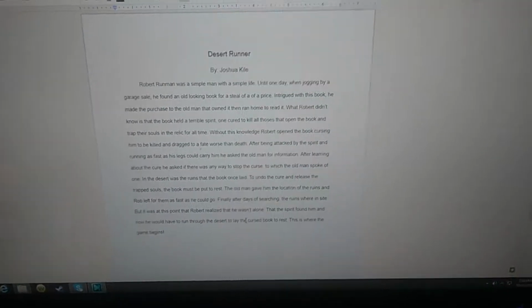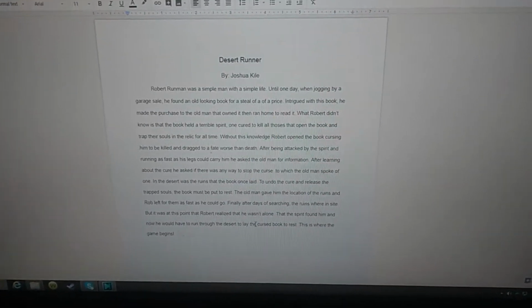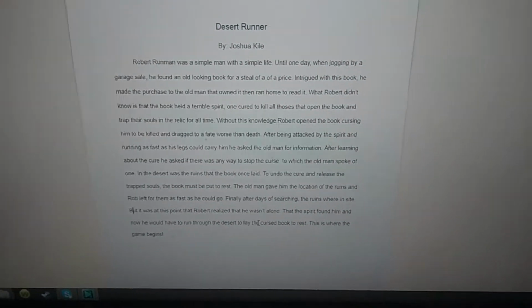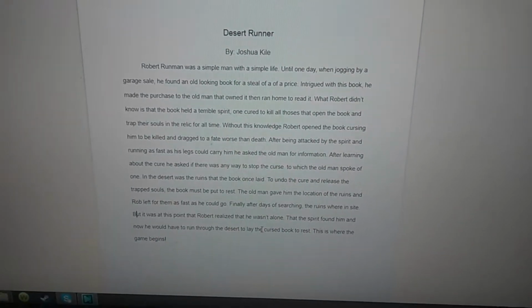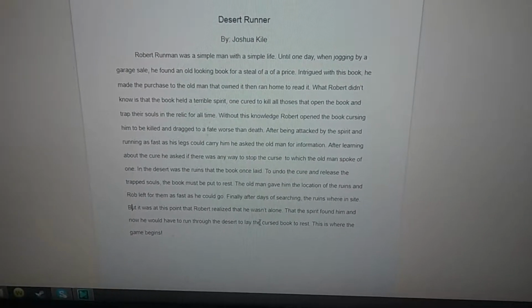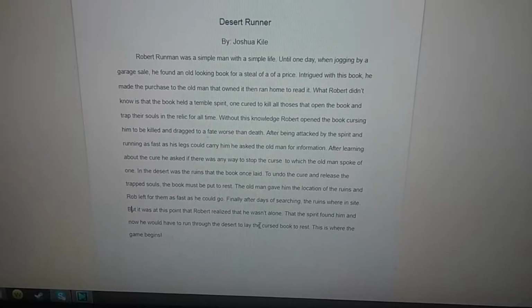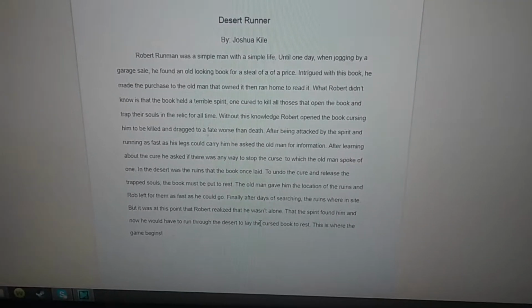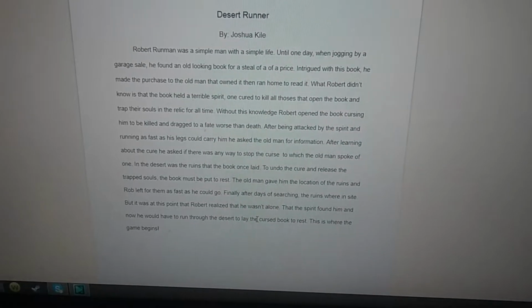This is my part 2 to the assignment, Masterful Trailers for Thinking Strategies. The story is, Robert Ummon was a simple man with a simple life until one day, while jogging by a garage sale, he found an old-looking book for a steal of a price. Intrigued with this book, he made the purchase from the old man that owned it, then ran home to read it.